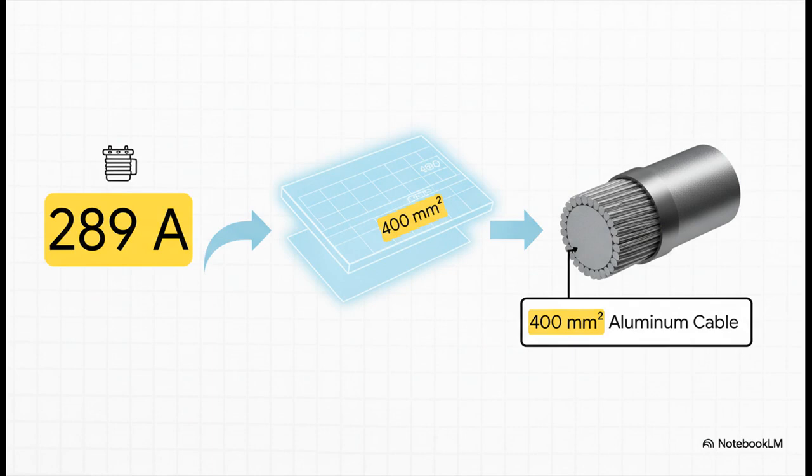So let's bring this all back to our actual numbers. Remember that 289 amp current we calculated for the primary side? Well, after you look at all the engineering tables and consider all those criteria we just talked about, a good choice would be a 400 square millimeter aluminum cable. See? This is where all those calculations finally connect with a real, physical piece of equipment.